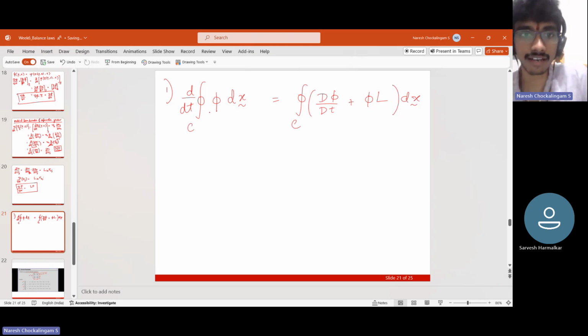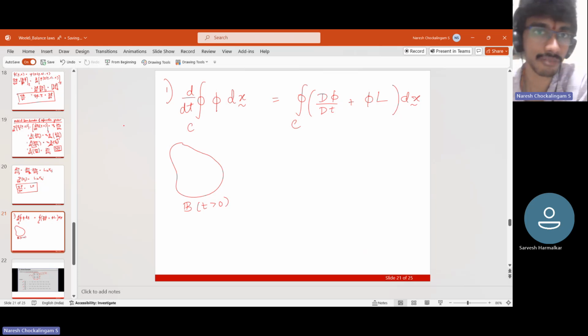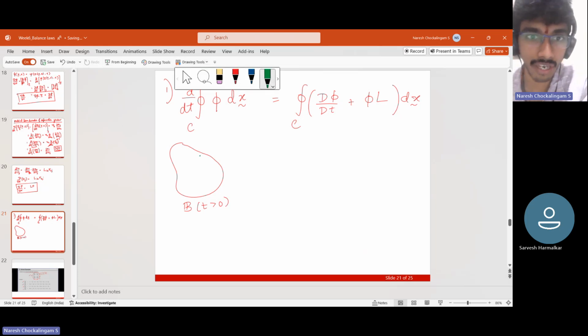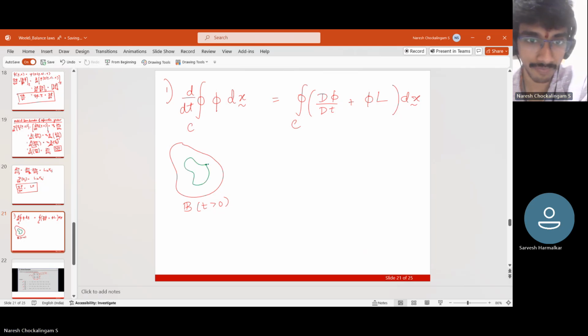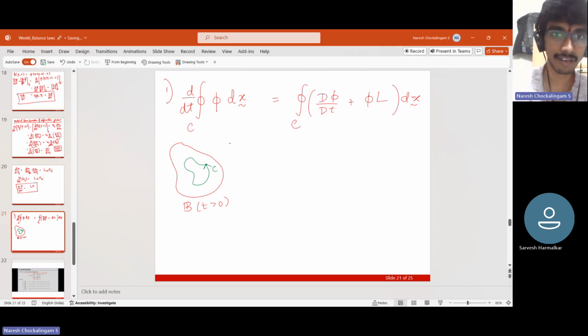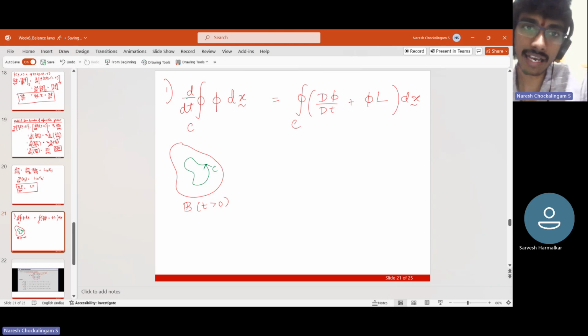So now what does the left hand side mean? Let us look at it very carefully. You have a body like this at any time t greater than 0. You're taking a snapshot of the body. In that body, you are considering a loop C. It is just a closed loop C. At any time you're taking a snapshot, you're taking a closed loop C. Phi is some scalar field. This is some scalar.